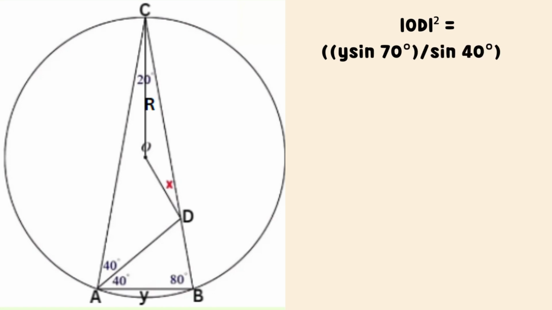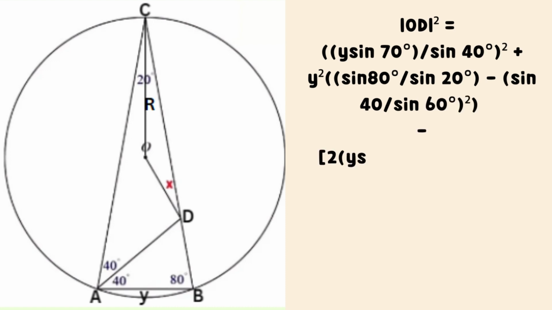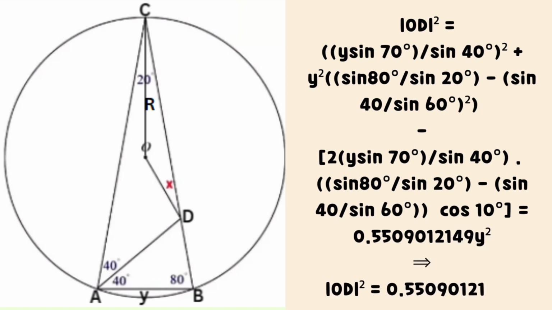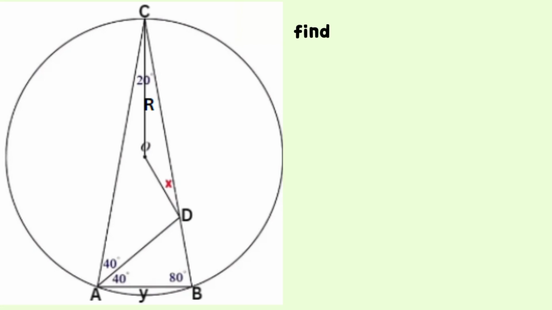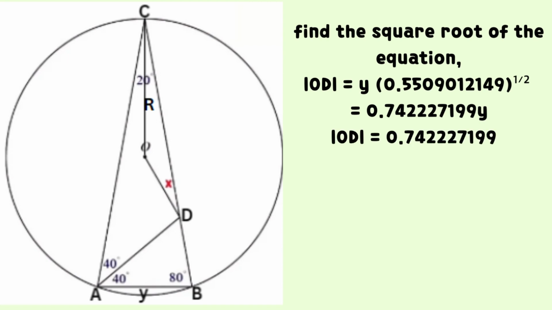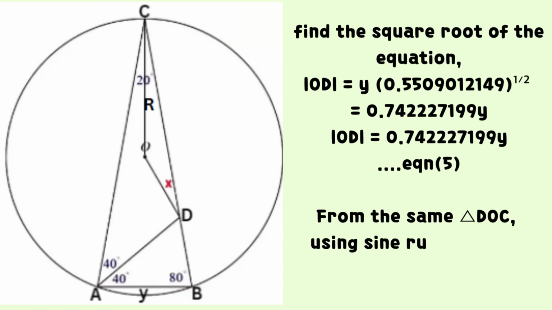Substitute the values we obtained for length OC and CD in the cosine rule formula for the square of line OD and simplify. We have that the square of line OD equals the product of 0.55090121149 and the square of y. Find the square root and we have the length of line OD equals the product of y and the square root of 0.55090121149, which equals 0.742227199 times y. We call it equation 5.